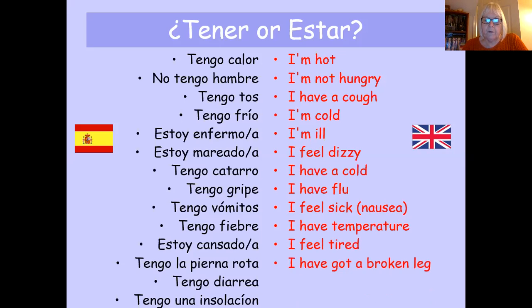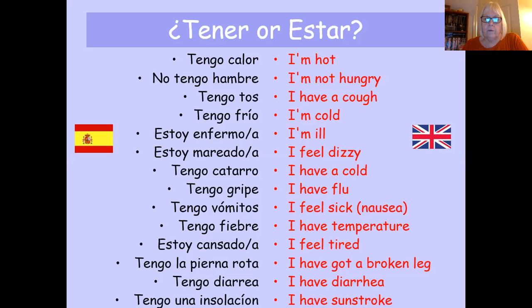Tengo diarrea, that's pretty evident as well. I think it might be misspelt, but I'm not quite sure how to spell it. I think I've got an O in there somewhere. And tengo una insolación is I've got sunstroke. Now again, if you look in the middle of that word, you've got sol, which is sun. So that will help give you a clue there.